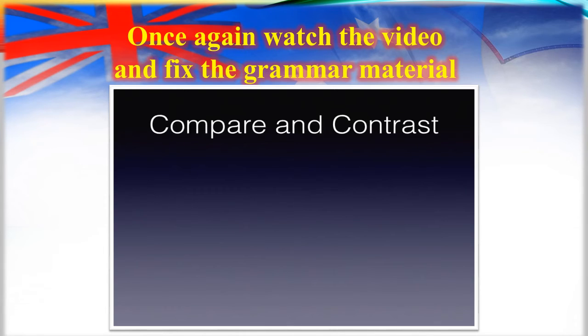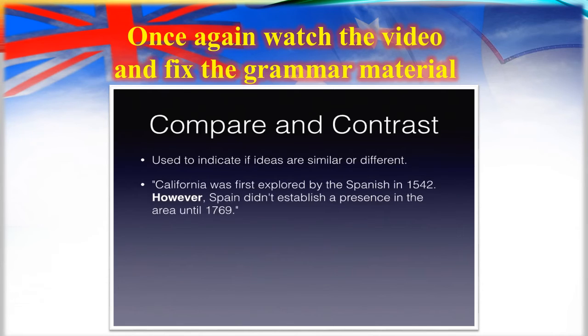Compare and contrast transitions are very important. We can compare and contrast using Venn diagrams in class, and we can also do it in our writing. These transitions are used to indicate if ideas are similar or different. Here are some examples. California was first explored by the Spanish in 1542. However, Spain didn't establish a presence in the area until 1769. The word however tells the reader that the second idea is different, or in contrast to the first idea.